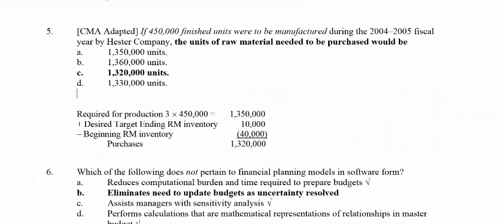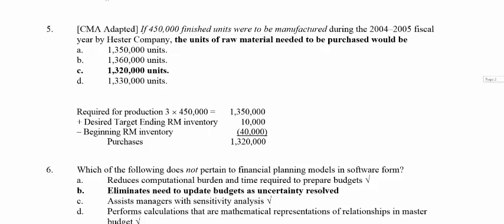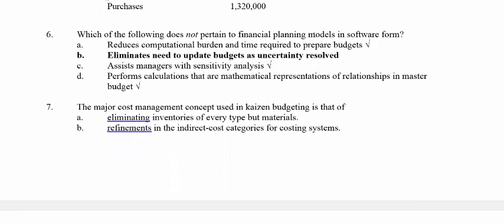All right, let's go look at number 6 now. Number 6, which of the following does not pertain to financial planning models in software form? As we discussed, Excel and some other specialized software and enterprise resource planning materials can aid us in our budgeting process. Again, we've got one here with the word not.